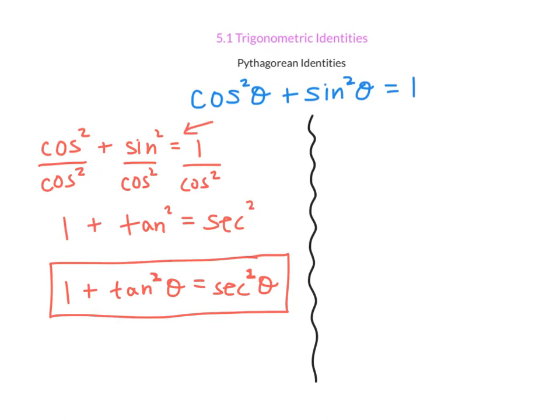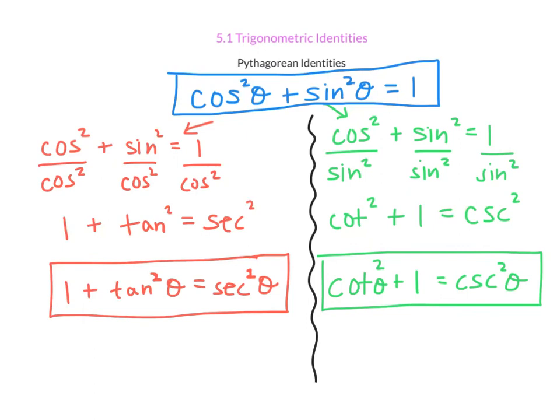All right, here's what I'd like you to do. Pause the video and derive the other one by dividing everything by sine squared. Okay, if you were able to get that, great. If not, take a look at what I did in green. Started with the original Pythagorean identity, divided everything by sine squared, and then that gave us our third and final Pythagorean identity. Very cool. Those are the 3 that are in your book.